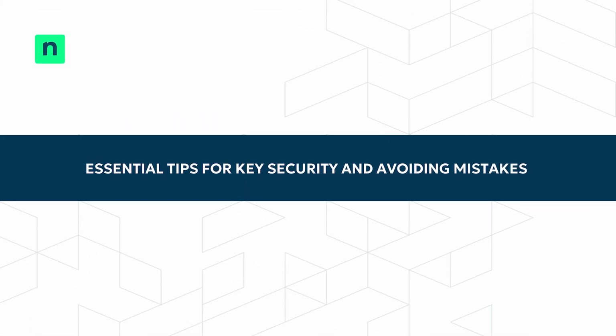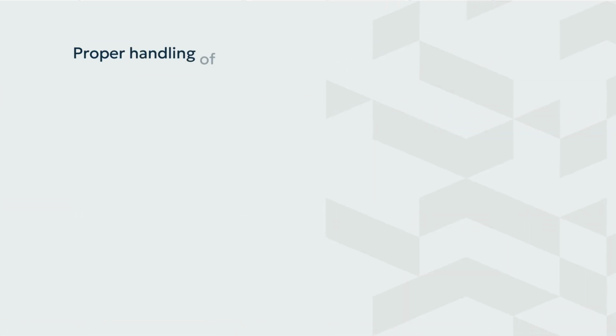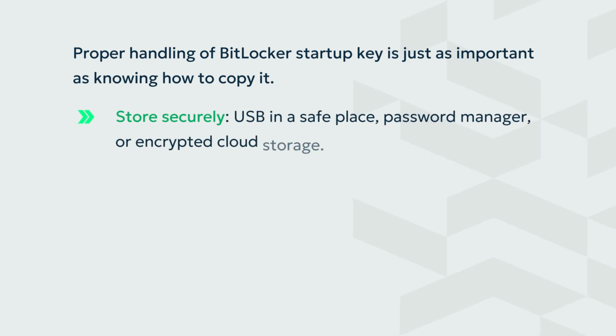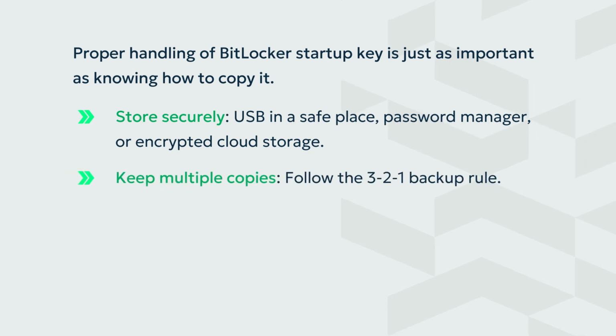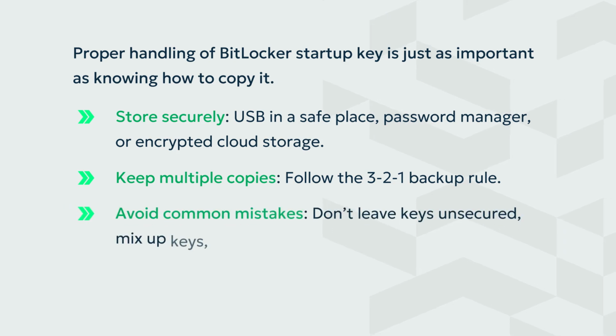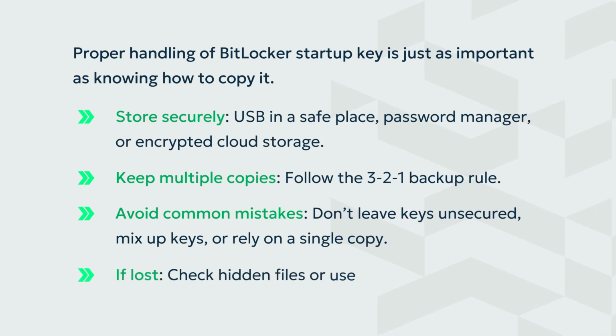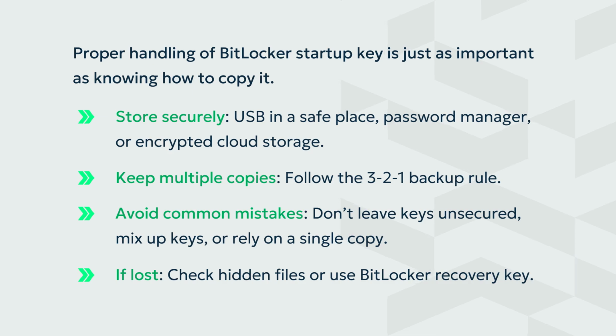Essential tips for key security and avoiding mistakes. Proper handling of your BitLocker startup key is just as important as knowing how to copy it. Here's how. Store your key securely, on a USB kept with you or in a locked drawer, in a reliable password manager, or in a password-protected cloud storage service. Always keep multiple copies of your key, adhering to the 3-2-1 backup rule. Avoid common mistakes like not securing storage locations, using the wrong key for the wrong drive, or only having a single copy. If you can't access your key, check hidden files or use the BitLocker recovery key.